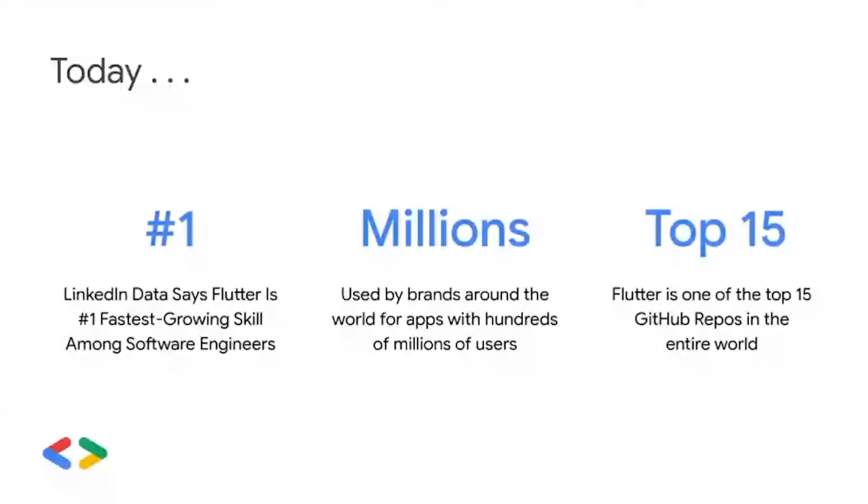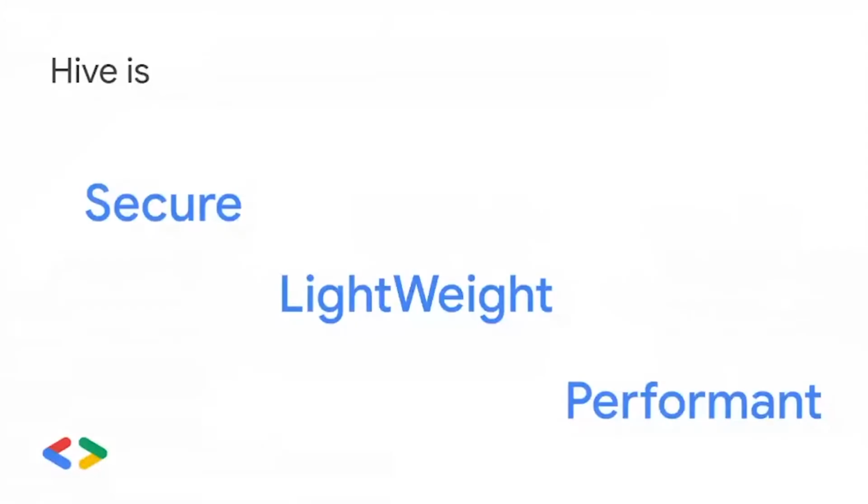So what we are going to use currently is Hive. What are we going to use Hive for? We are going to use Hive for offline persistence. We'll get data from the network, and we'll store that data into our offline storage, and we'll use Hive for that. So why are we using Hive? There are three major reasons for that.